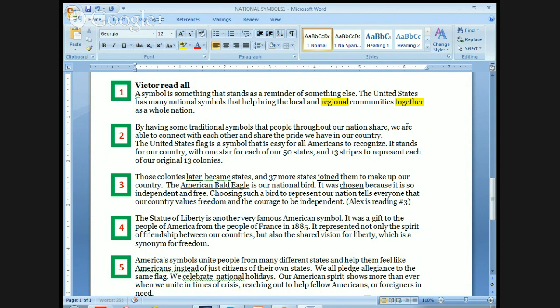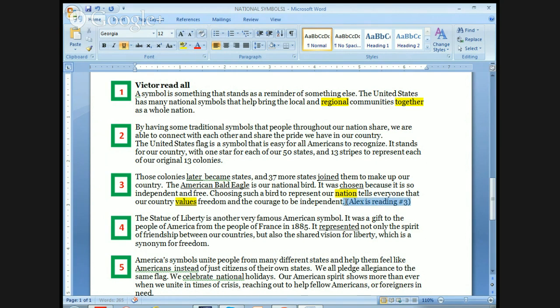The American bald eagle is our national bird. It was chosen because it is so independent and free. Choosing such a bird to represent our nation tells everyone that our country values freedom and the courage to be independent.